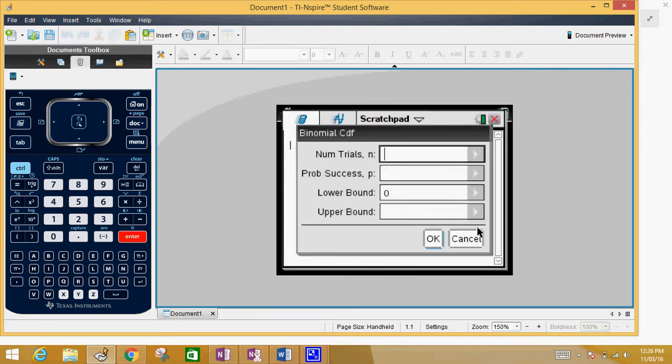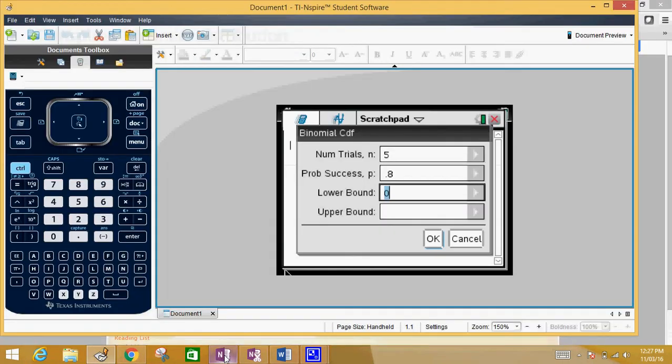It says the number of trials. Well, in this question, we asked five people. So the number of trials is five, and we want the probability of success. Well, 80% said I'm a good teacher. So success is 0.8, and it always is in a decimal. So the first question, A, was the probability that all five think I'm a good teacher. So the lower bound is five and the upper bound is five.